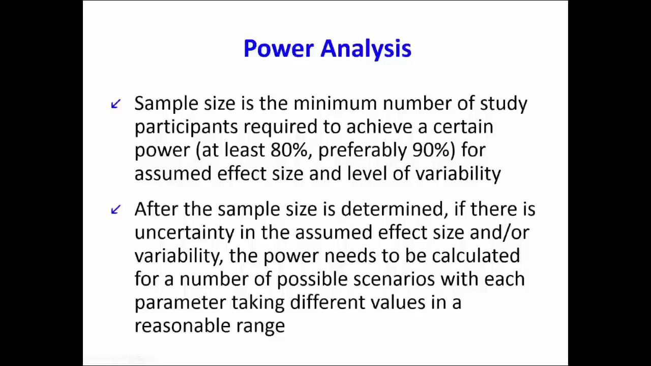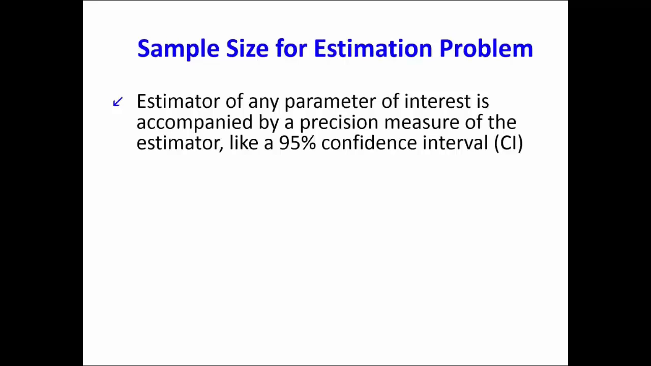So we need a rough idea of what you are looking at. You do need some information. For estimation problems, say your primary objective of the study is not to test a hypothesis, not to compare different subgroups. You're trying to estimate a certain parameter, a mean level, survival rate, whatever. Then the sample size will be based on the precision of the estimation.